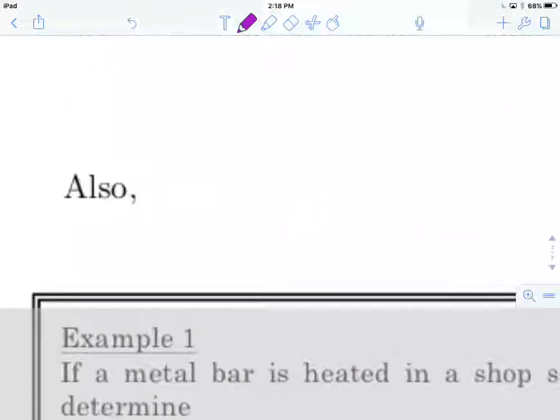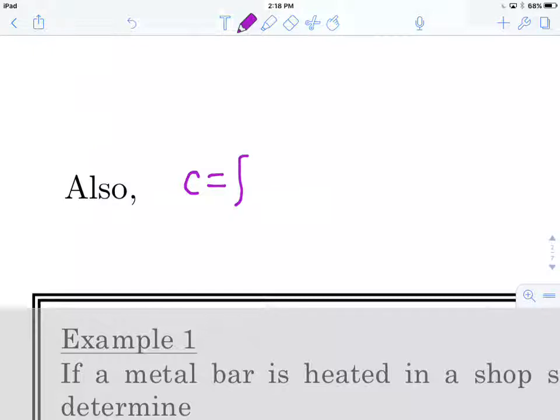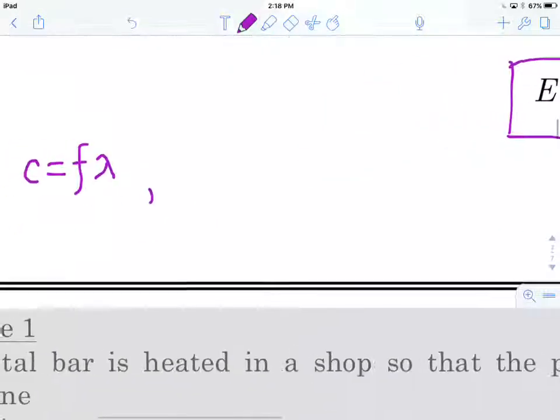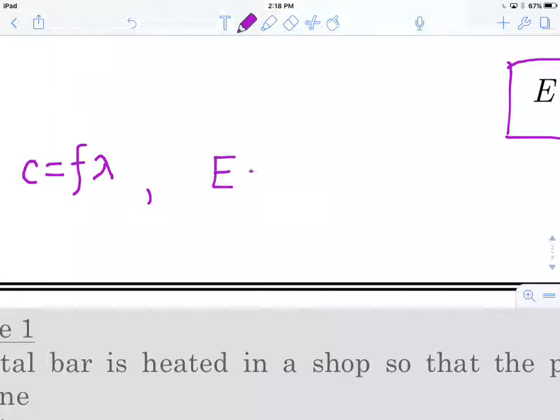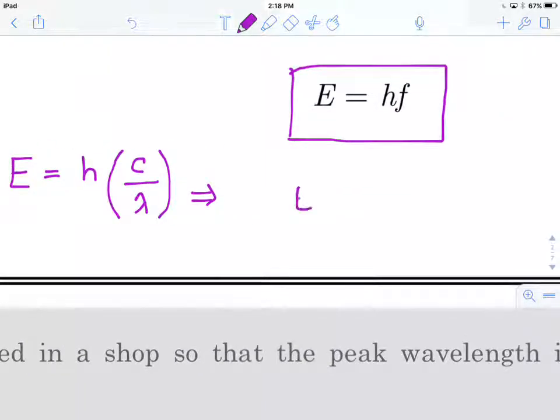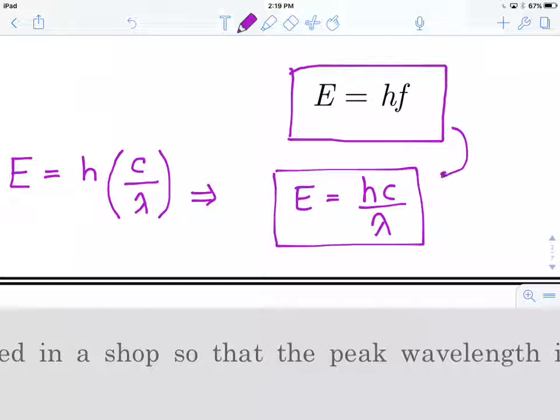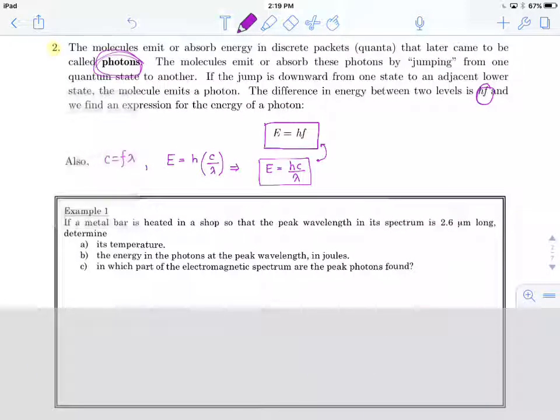Now, interestingly enough, we also know the universal wave equation. Think back to grade 11. v is equal to f lambda. Because we're talking about light, we're going to use c. And so then if E is equal to h times f, E is also equal to h times, not f anymore, but c over lambda. And that gives us another nice equation. E is equal to hc over lambda. And we have two different versions, one with frequency, one with wavelength.